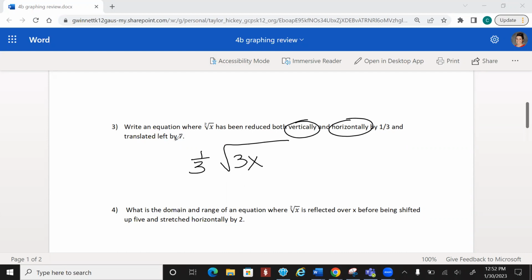Now it says translated left by 7. Remember, this is always opposite day. That means that translated left by 7 means that it's going to be -7, but we're going to flip it. So that's going to make that +7 underneath that little umbrella. Ta-da! Yep. What goes on the outside? Nothing. It didn't move up or down.